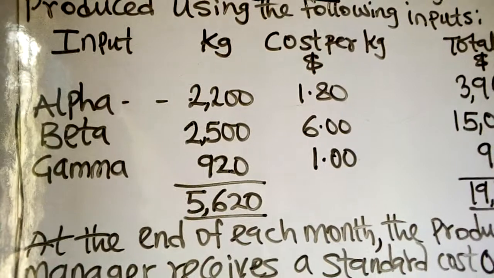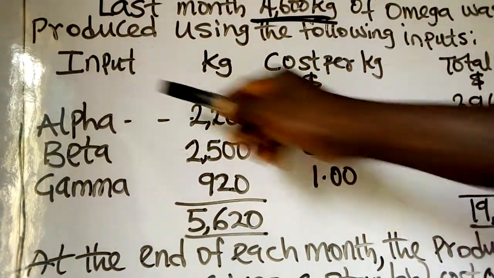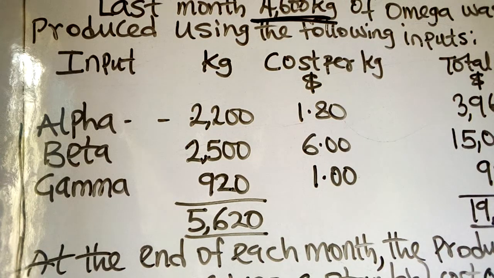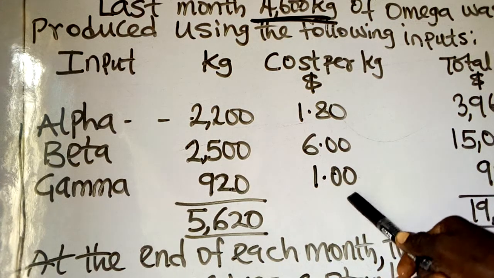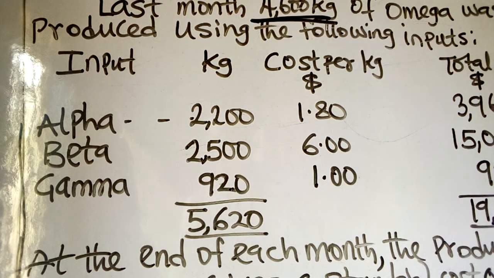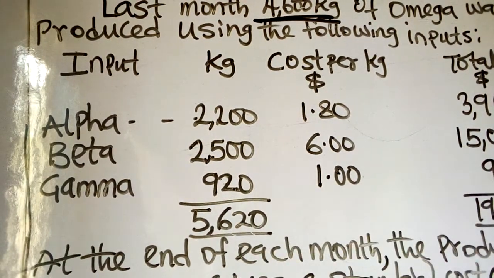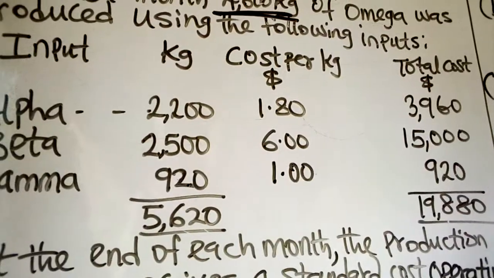Input: you are given input kg, cost per kg, and total cost. For alpha, 2,200 kg, $1.8 per kg, and 3,960. Then beta, 2,500 kg, $6 per kg, and 15,000. Gamma, 920 kg at $1 per kg, then we have 920. The total input is 5,620 and the cost is 19,880.